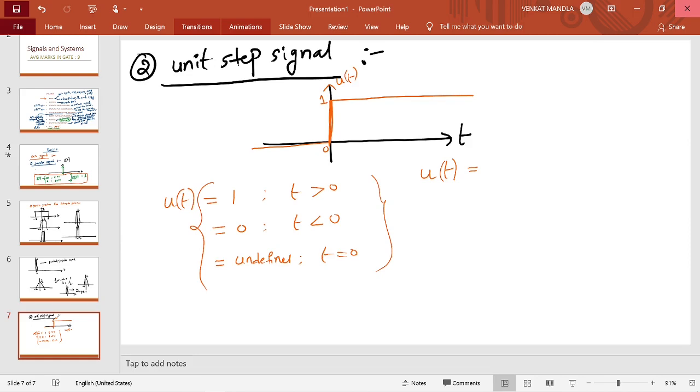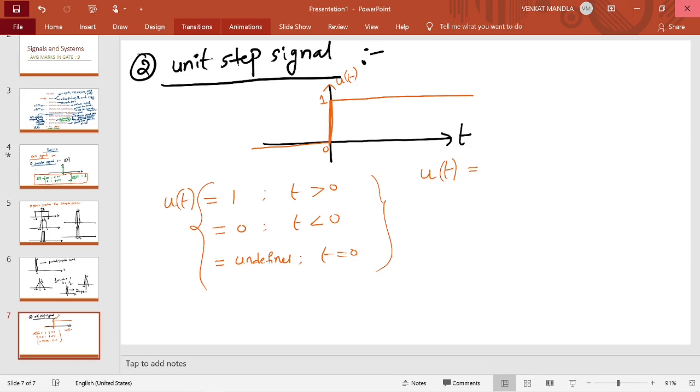It will not affect the things in our signals and systems. At exactly a particular value of t equal to 0, it is not useful at all. We are not interested in signals and systems at a particular value of time. Throughout signals and systems, we are not interested at t equal to 0, at t equal to 2, at t equal to 3. So you can ignore t equal to 0.